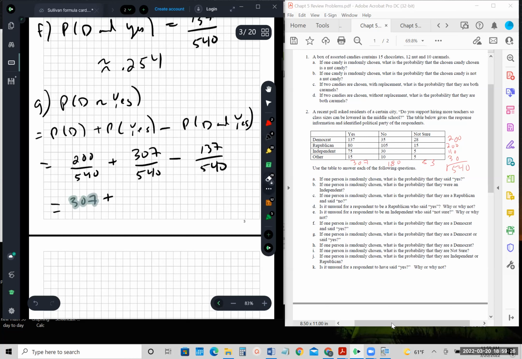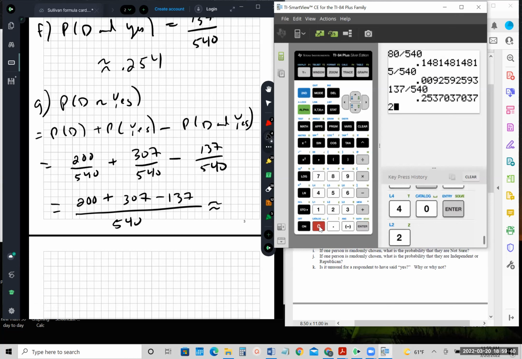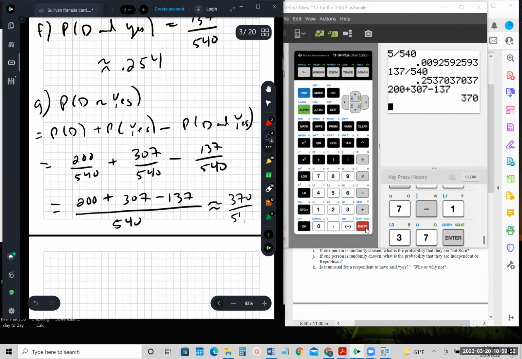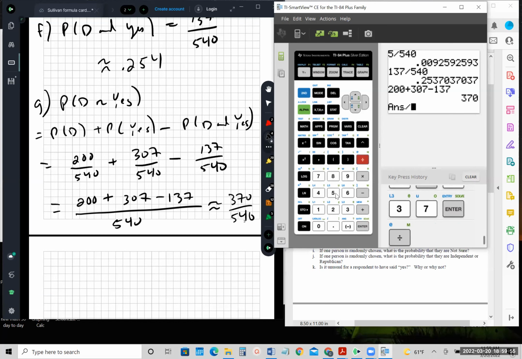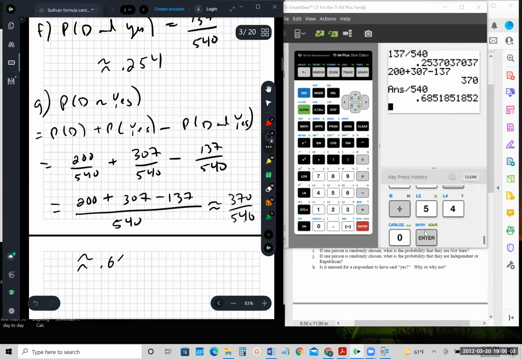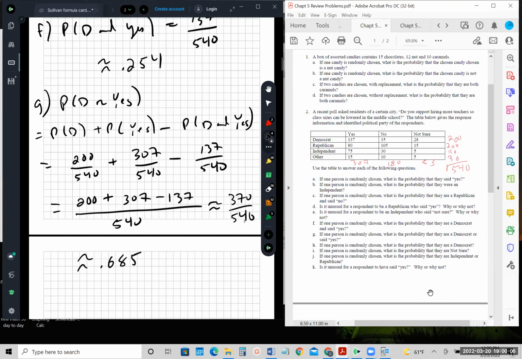Apologize for that. So I would then have 200 plus 307 minus 137 all over 540. And that would be roughly, let's calculate it. It would be 200 plus 307 minus 137. So it'd be a total of 370 over 540, and then divided by the 540. And that would be 0.6851, so roughly 0.685.